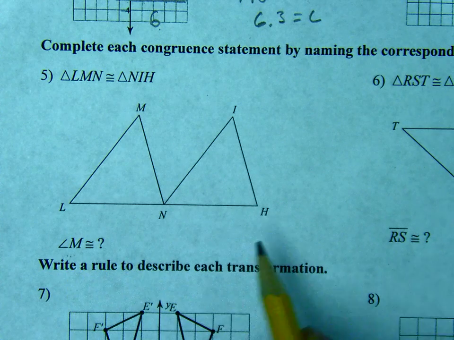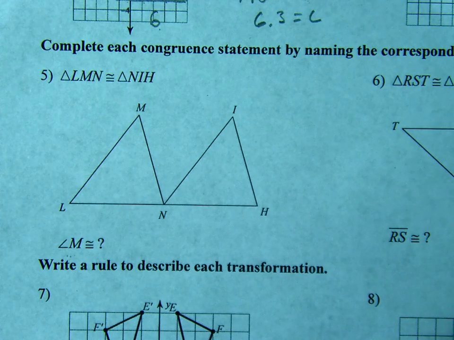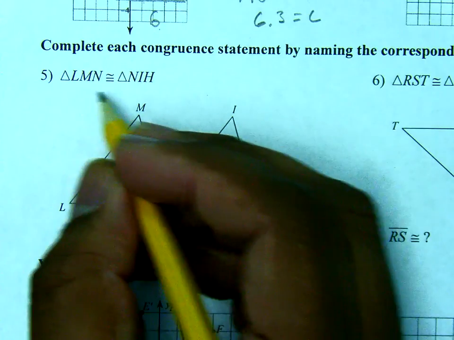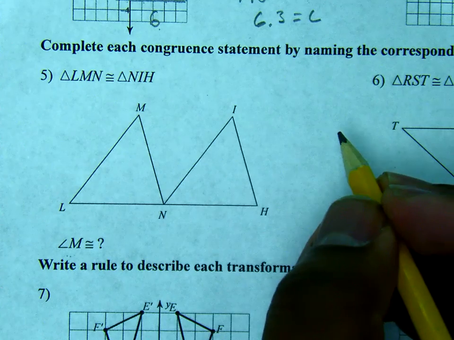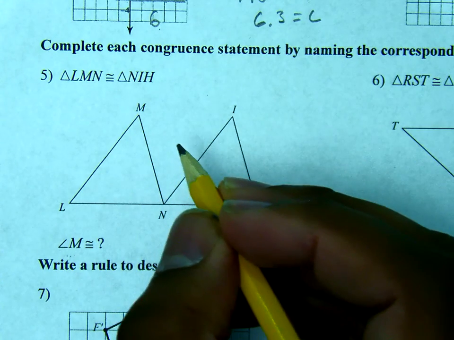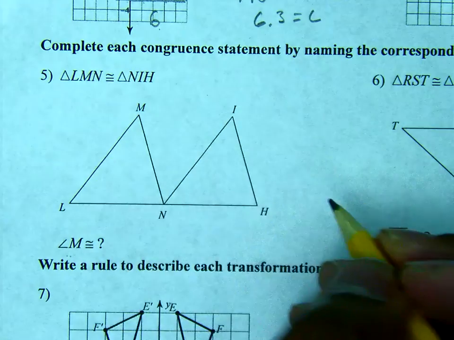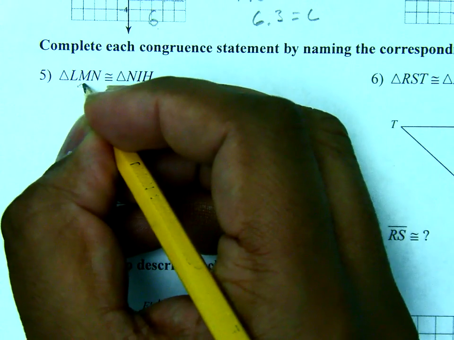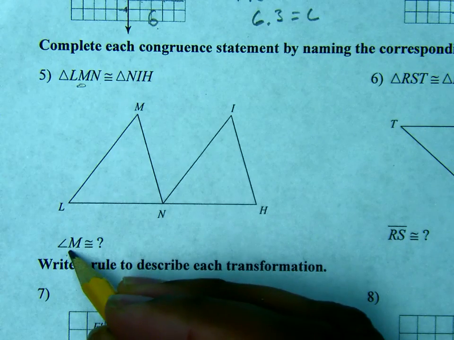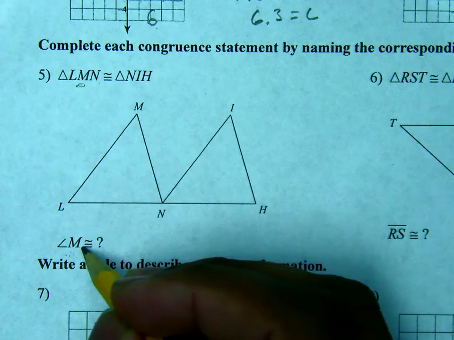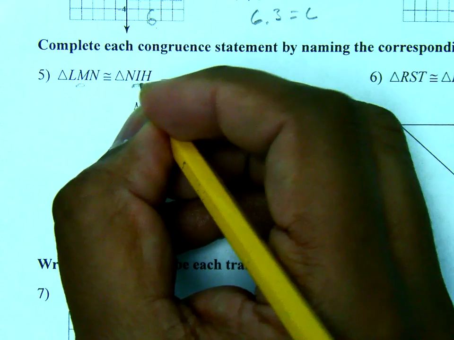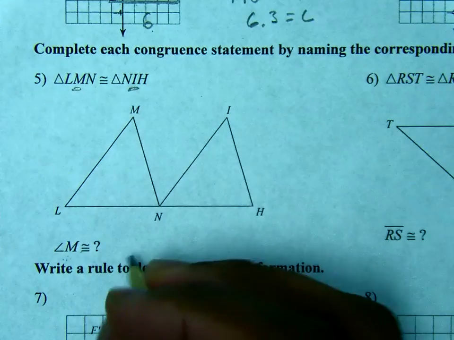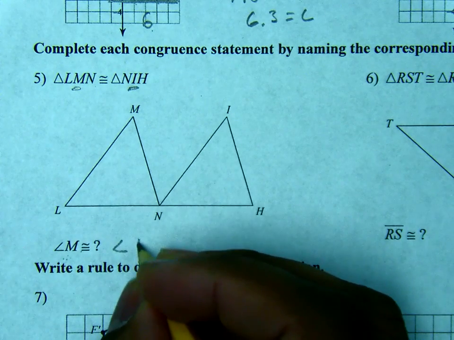M. So to do that, the best thing to do is don't let the picture throw you off. You want to look at the actual congruent statement and match it up with the part for the other triangle. So here I have LMN, and I have my M in the middle. So the angle that's going to be congruent with M is going to be I. So the part that goes here is angle I.